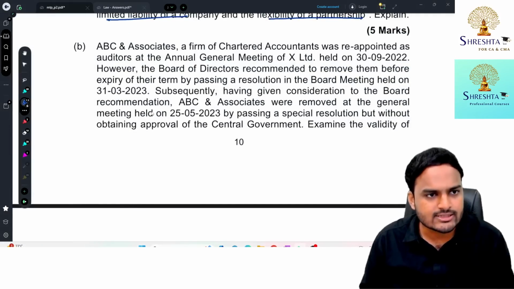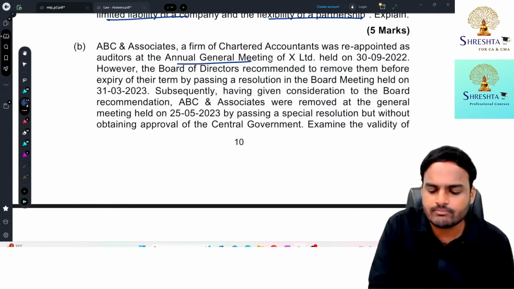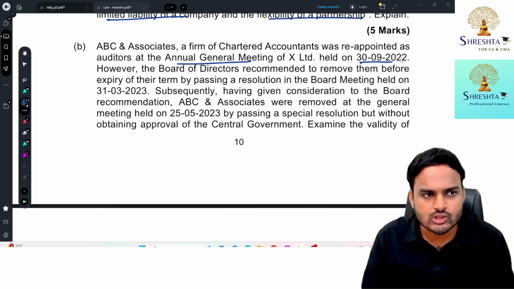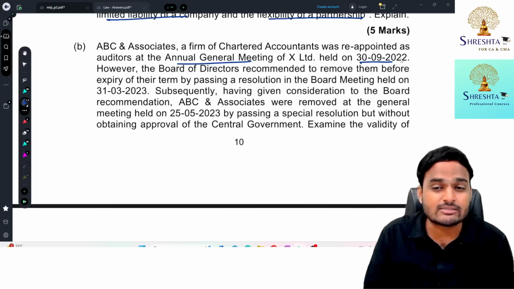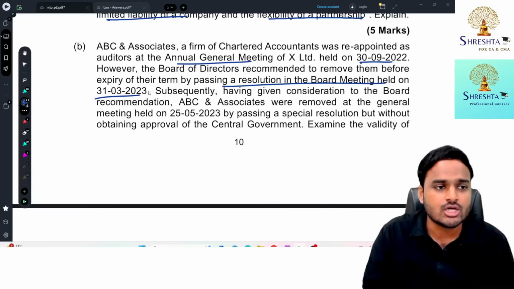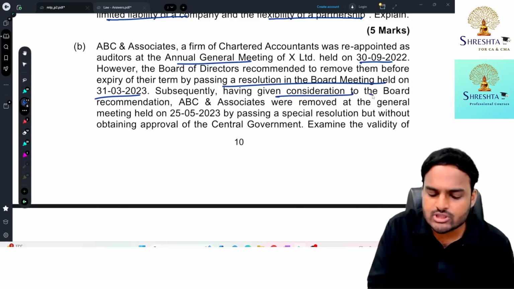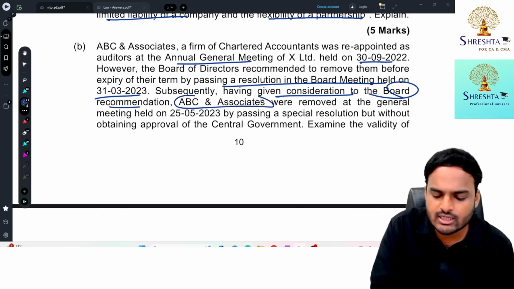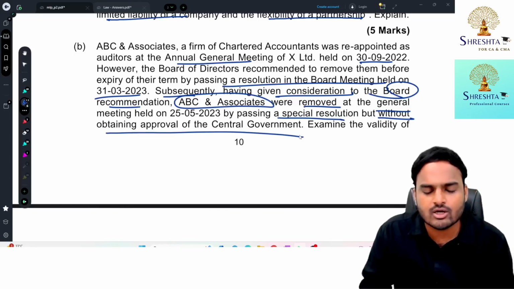ABC and Associates, a firm of chartered accountants, was reappointed as auditor at AGM held on 30th September 2022. However, Board of Directors recommended to remove them before expiry of the term by passing a resolution in the board meeting held on 31st March 2023. Subsequently, having given consideration to the board recommendation, ABC and Associates were removed at AGM by passing a special resolution but without obtaining approval of central government.